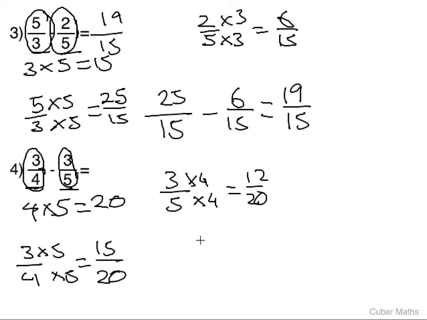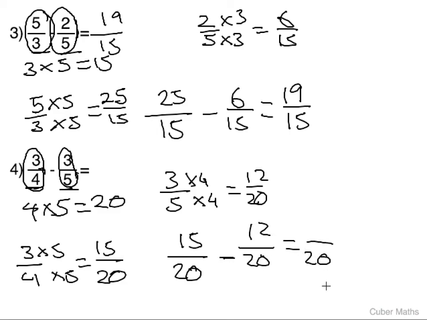Now that they both have a common denominator, we can take one away from the other. So we've got 15 over 20, take away 12 over 20, which gives us a denominator of 20. And 15 take away 12 gives us 3 over 20. So the answer to 3 over 4 minus 3 over 5 is 3 over 20.